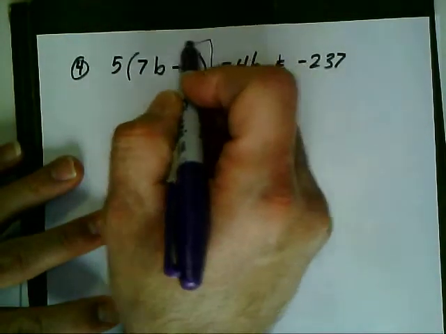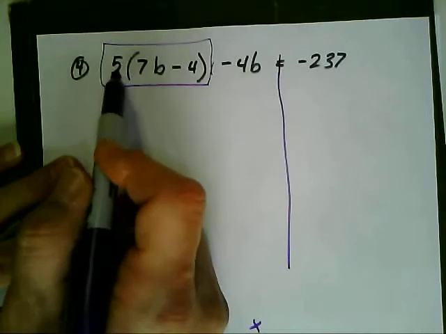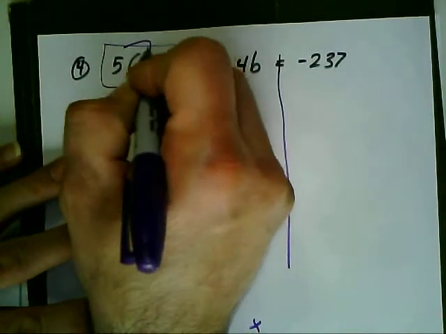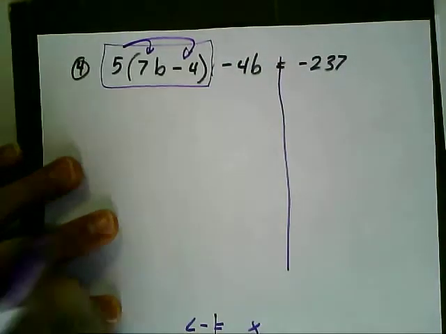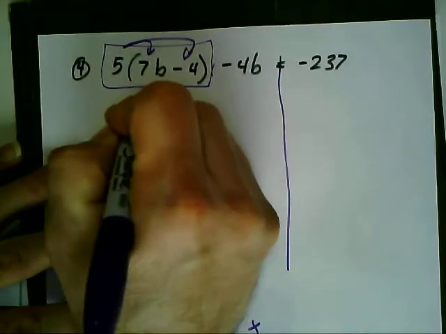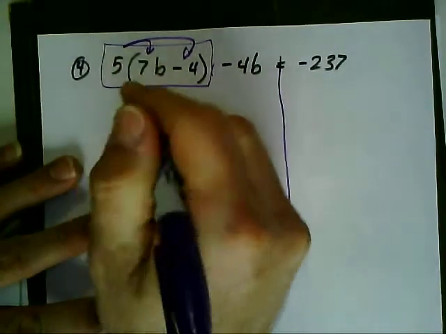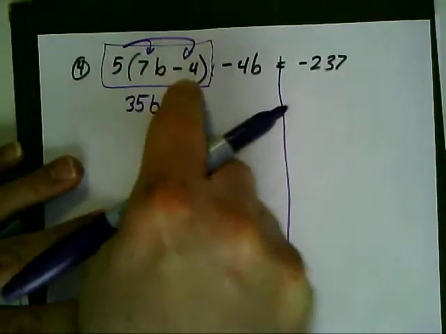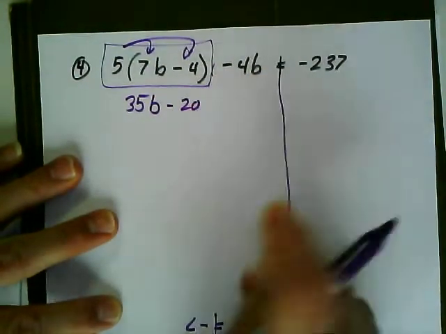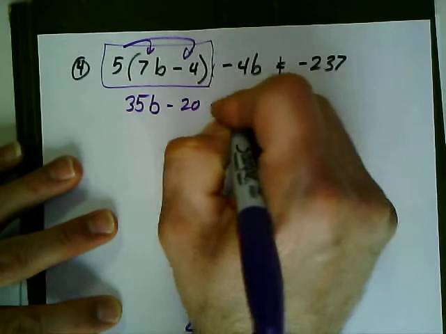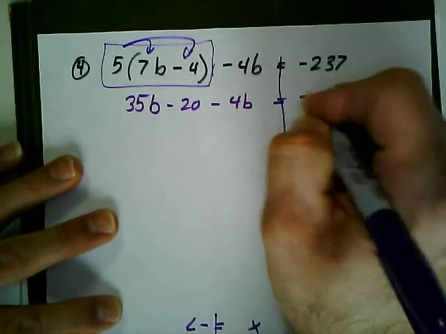Again, we're looking at just this part right here. This is the part where the 5 is attached to the parentheses. This is the part we're going to distribute. 5 times 7 is 35. Together they have a b. 5 times negative 4, negative 20. Bring everything else that we did not use down.